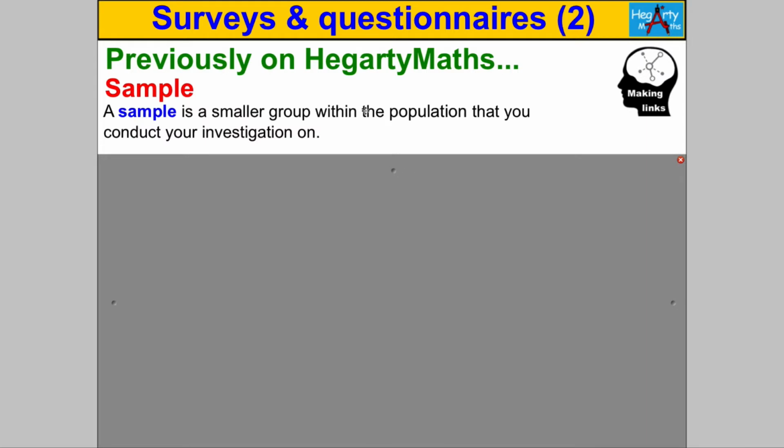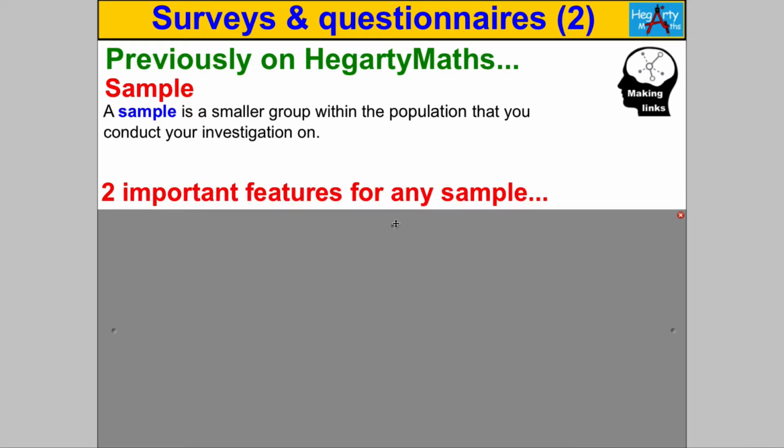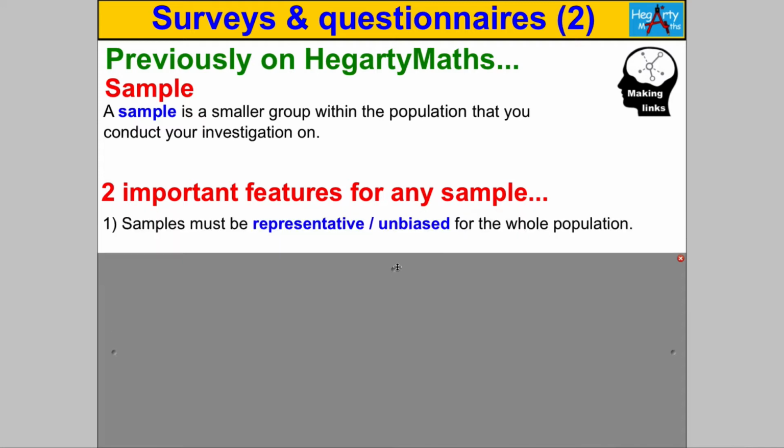Do you remember that? Well, a sample is a smaller group within the population that you conduct your statistical investigation on. And there were two important and crucial features that you need to bear in mind when taking a sample of a population. And can you remember what they are? Well, the first one, the samples must be representative or unbiased.